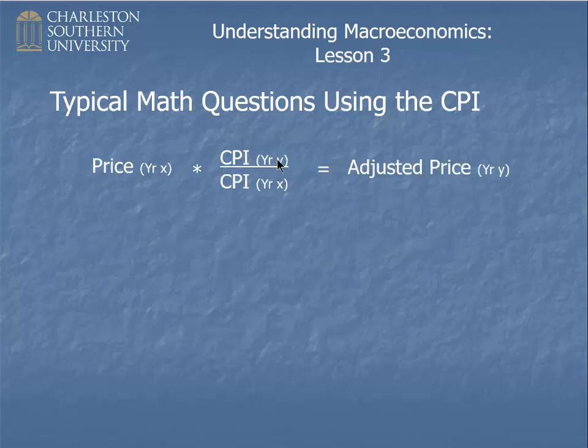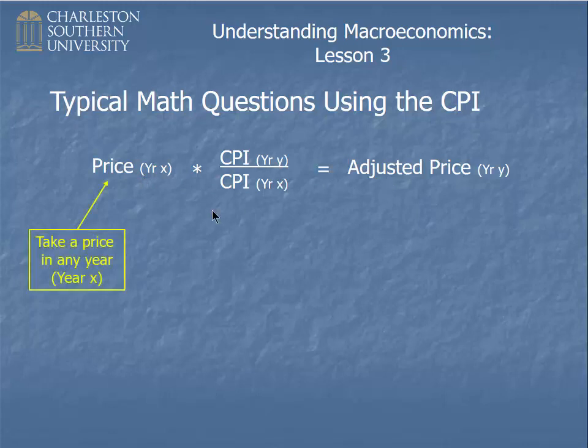So this is the formula that you need to take some price from the past. Let's call it year X. So any price in any year in the past, and you want to adjust it to some other year, probably the present. We'd call that year Y. So what you do is you take this old price, you multiply by the Consumer Price Index in the year that you're trying to go to, that's year Y, and you divide by the Consumer Price Index in the year that your data is in originally, and that will give you the adjusted price. Okay, one more time.